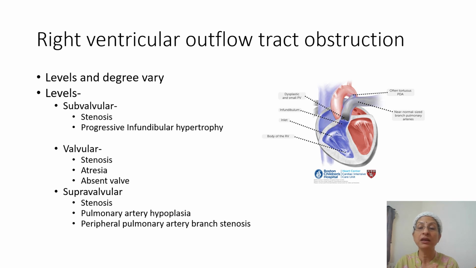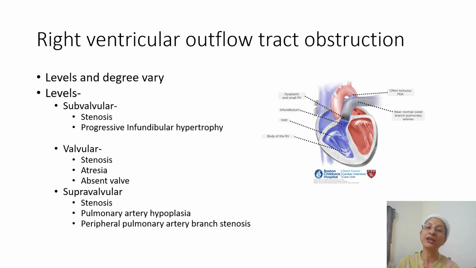It is occurring in a progressive manner over the lifetime of the child, and therefore initially, though the child may be having a normal structure of infundibulum, later on he may be having a greatly hypertrophied infundibulum, and this will lead to problems to the right ventricular outflow. Valvular stenosis: there may be either a stenosis or there may be an atresia or there may be an absent valve. Now, absent valve physiology is going to be completely different from stenosis or atresia of the valve.